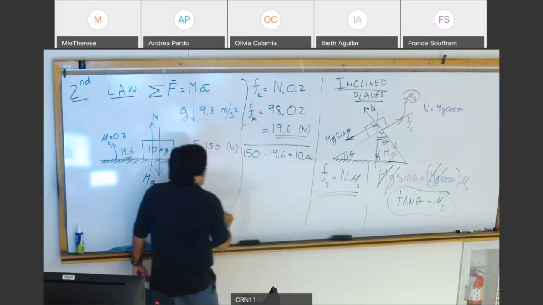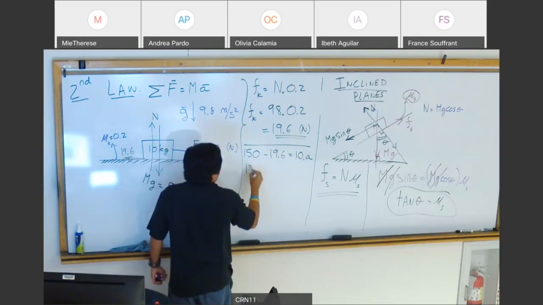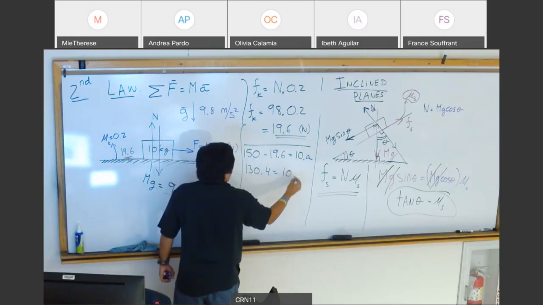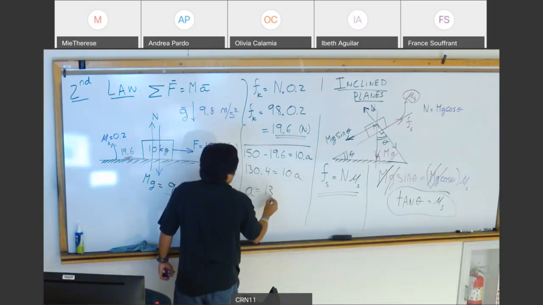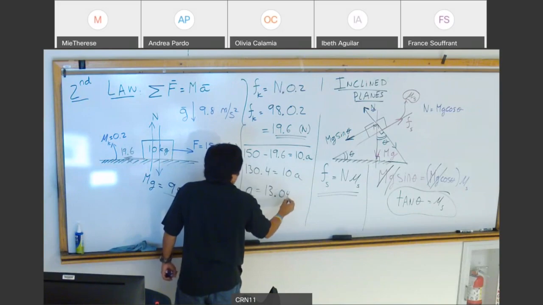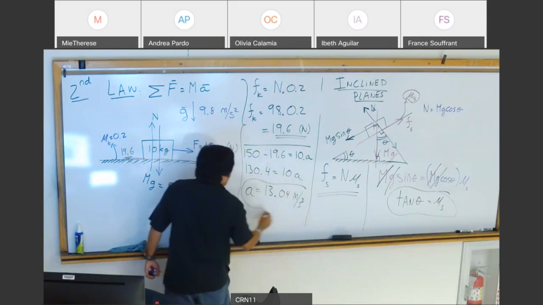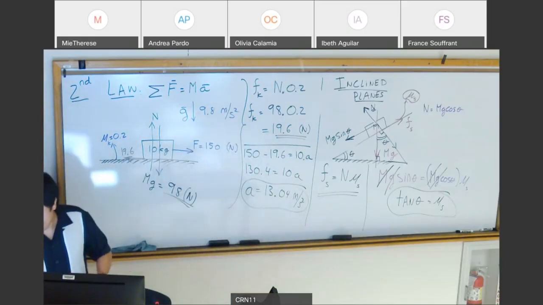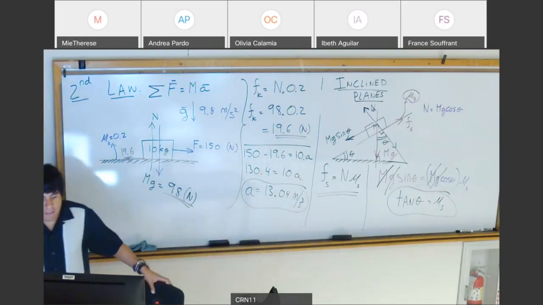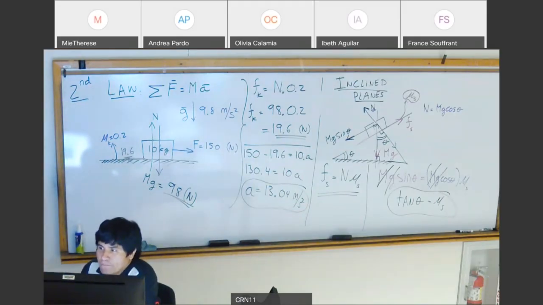See? That should be how much? 130.4 equals to 10.8. So then the acceleration will be 13.04 meters per second squared. So less. As you expect, with friction, there is less acceleration, right?